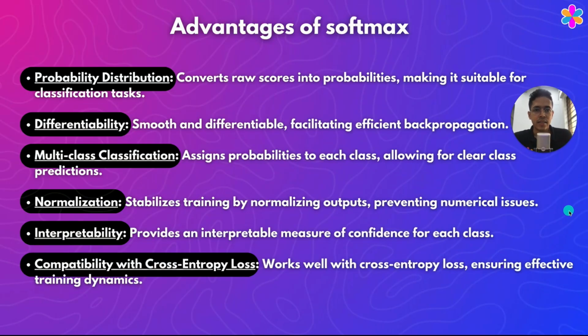So what are the advantages of softmax? As we already saw, it converts a raw set of numbers into a probability distribution. And softmax is a smooth differentiable function. So in convolutional neural networks, there is a concept called backpropagation, which allows us to modify the weights and bias. And for that, we need a differentiable function, and softmax is differentiable. Softmax allows us to perform multi-class classification while assigning probabilities to each class. So we saw the cat, dog, tiger, and rabbit classification, and it was very, very smooth.